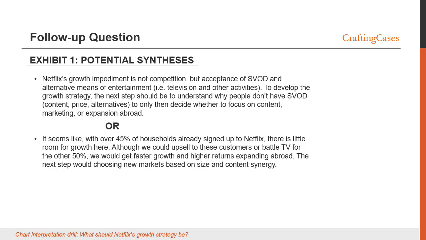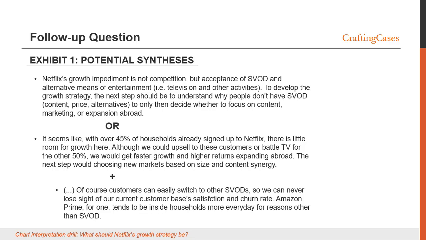And how much of it we would need to do? And also, of course, customers can easily switch to other SVODs. So we can never lose sight of our current base's satisfaction and churn rate. Amazon Prime, for one, tends to be inside households more every day for reasons other than SVOD. So people are signing up for Amazon Prime for other reasons, and they are also getting their SVOD. So it would be simple for them not to subscribe to Netflix. So we have to always pay high attention to customer satisfaction and the churn rate.